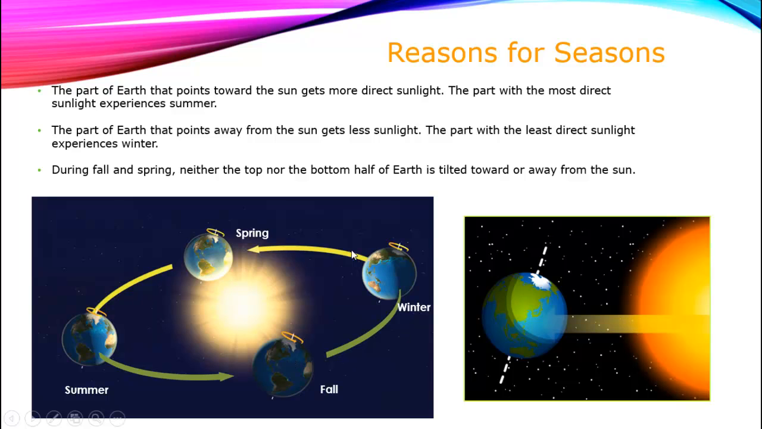So, look at the revolution of the Earth around the Sun. Here, when this part of Earth is towards the Sun, this part will experience summer. After that, this part will experience fall. Then, this part now points away from the Sun, so it will experience winter. After that, this part will experience spring. So, the movement of the Earth around the Sun is called revolution. And the revolution causes the sequence of the 4 seasons.